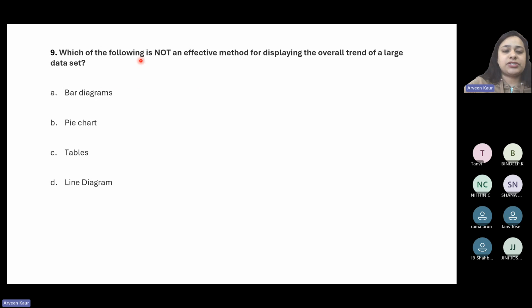Then we come to question number 9, which is, which of the following is not an effective method for displaying the overall trend of a data set? Right? Is it bar diagrams or pie chart or tables or line diagram? So which of it is not an effective method? Right?